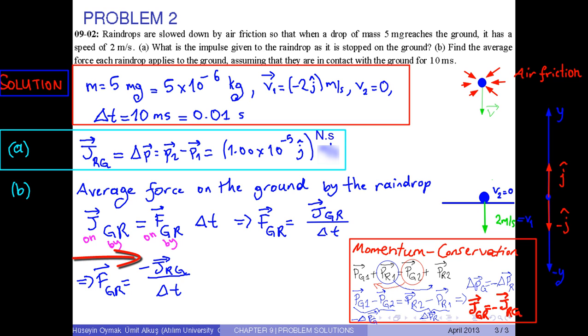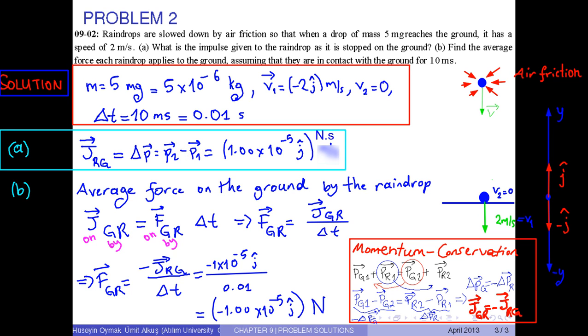Substitute the corresponding numerical values to get minus 1 times 10 to the power minus 5 j hat newton seconds over 0.01 seconds. And finally, the average force on the ground by the raindrop is found as minus 1 times 10 to the power minus 3 j hat newtons.